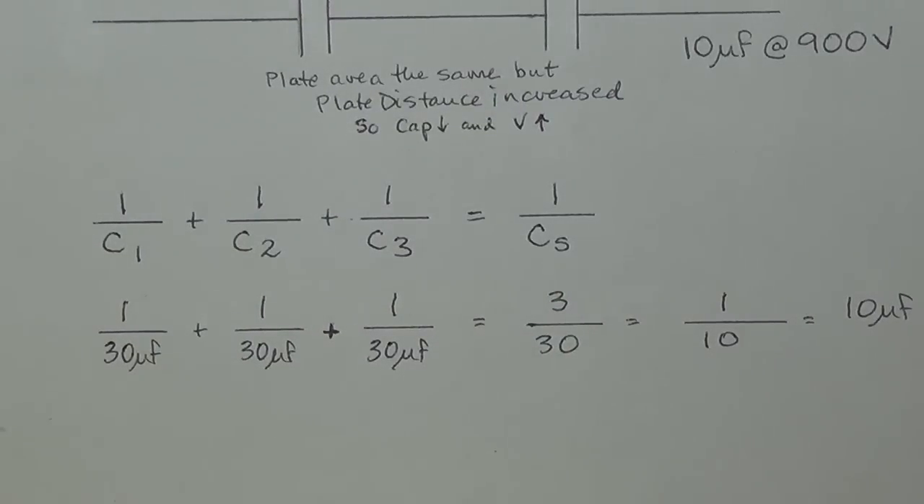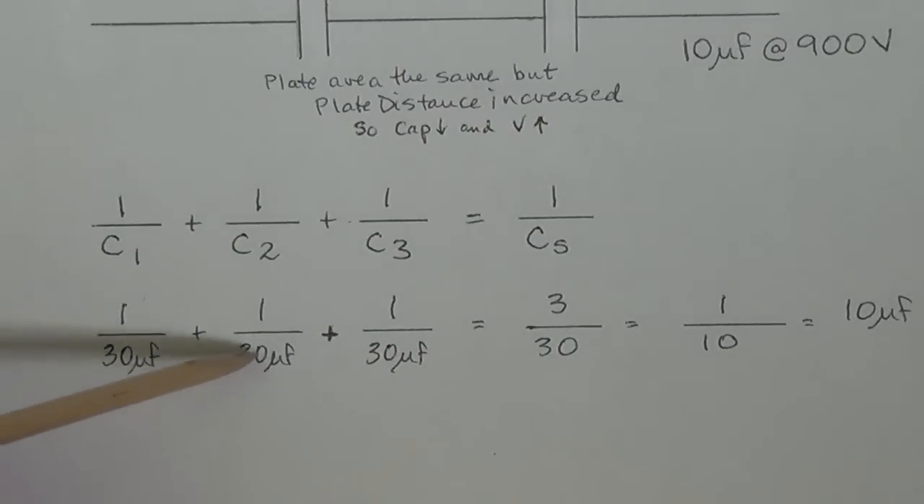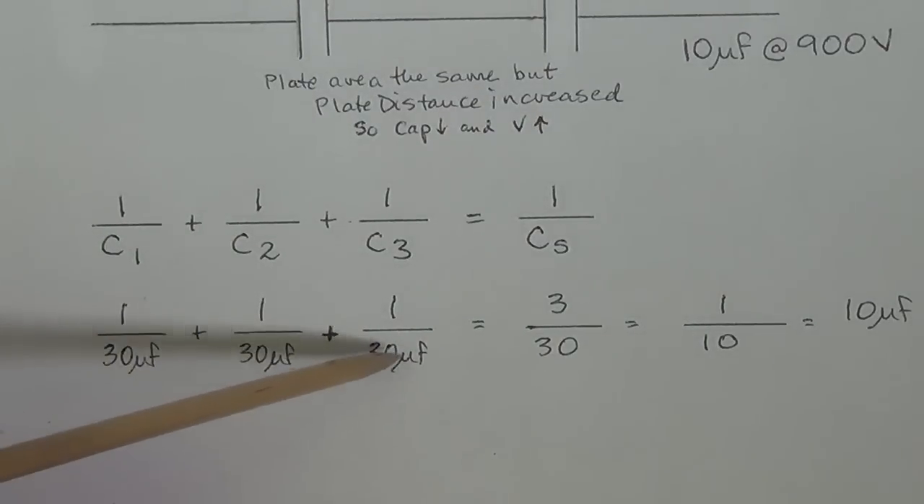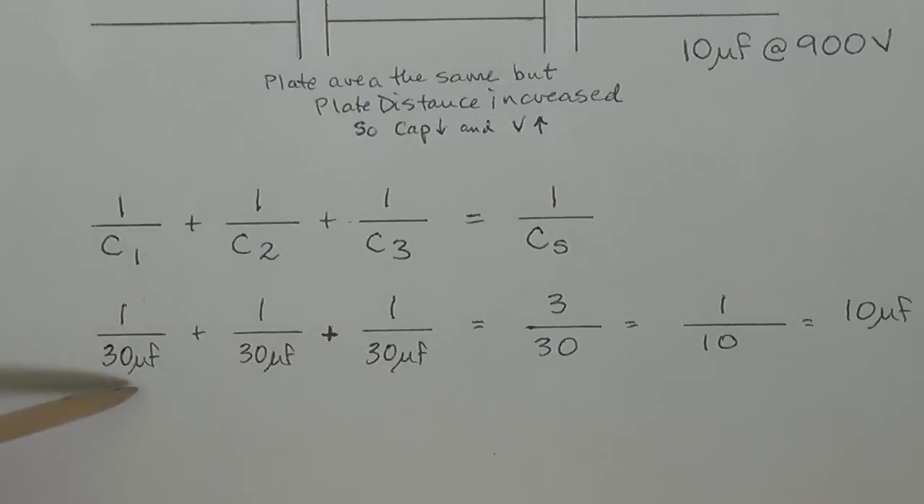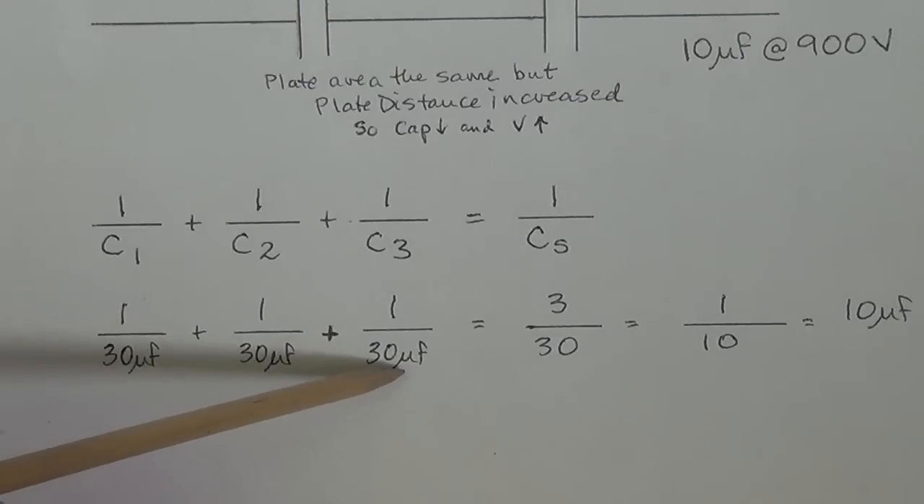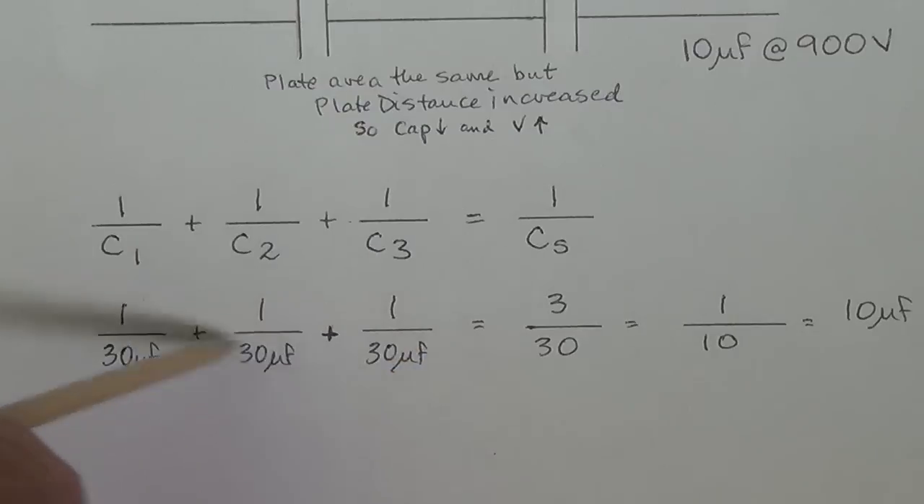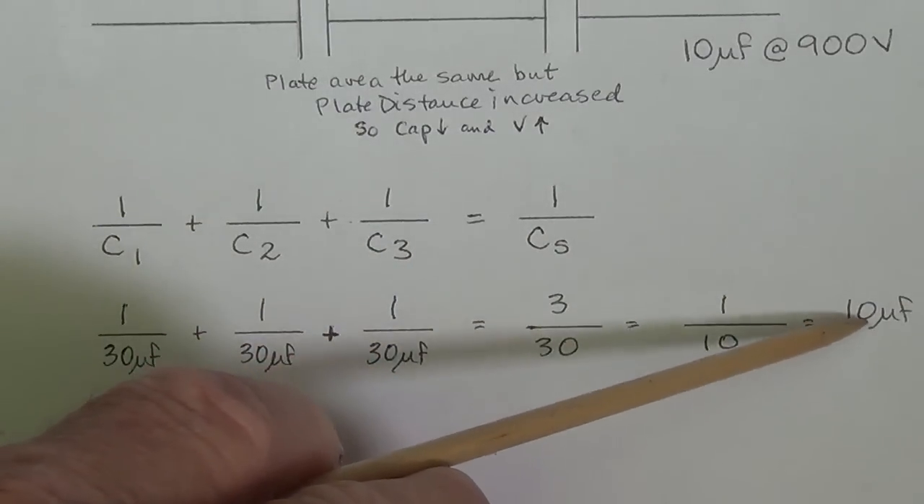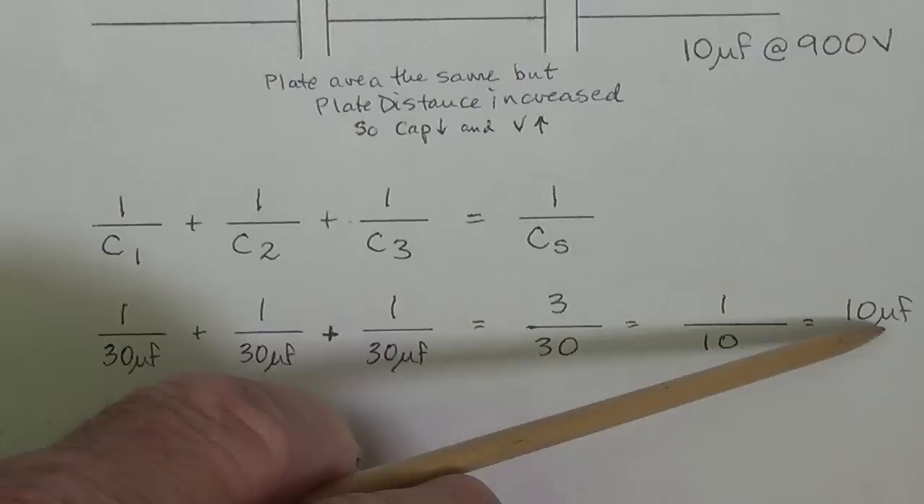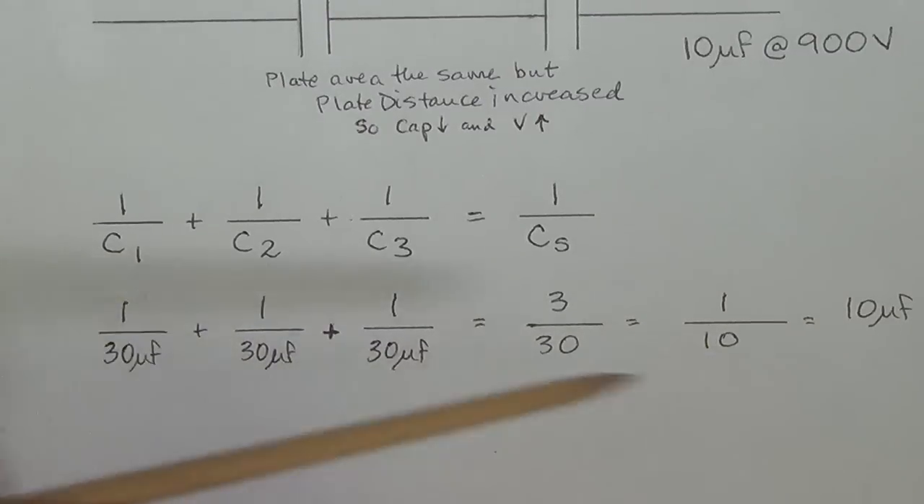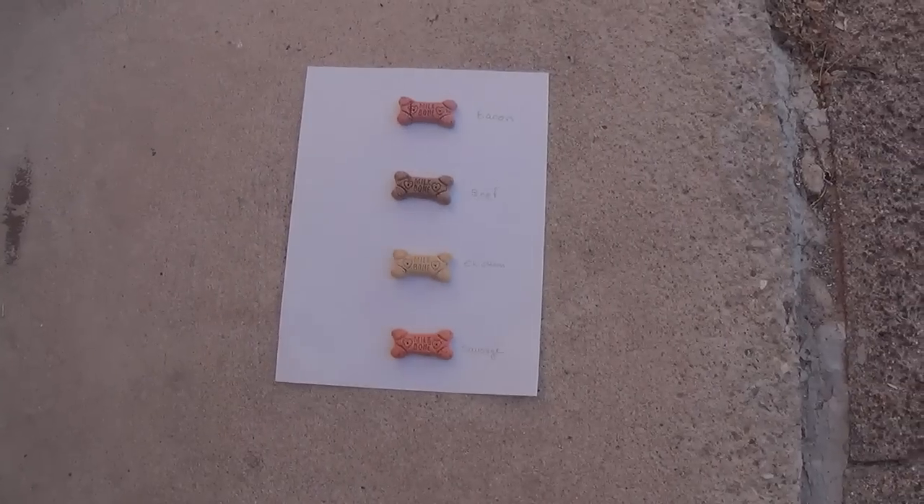Now let's look at the voltage rating that will result from this trio of 30 microfarad capacitors all connected in series. Let's say that each one has an individual voltage rating of 350 volts. So we will add that together. 350 plus 350 is 700, plus 350 is 1050 volts, resulting then in the 3 capacitors in series producing a total capacitance of 10 microfarads at 1050 working volts.